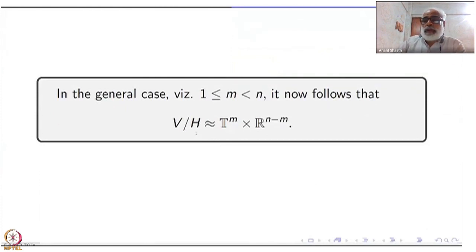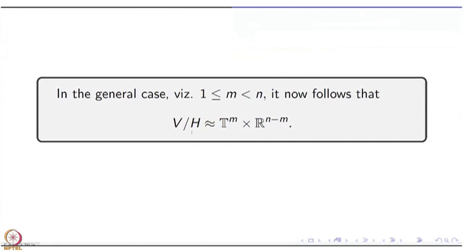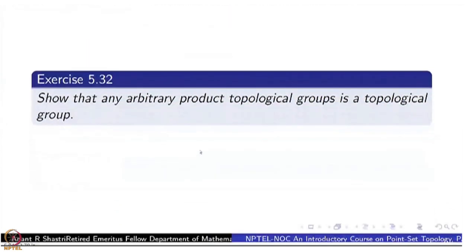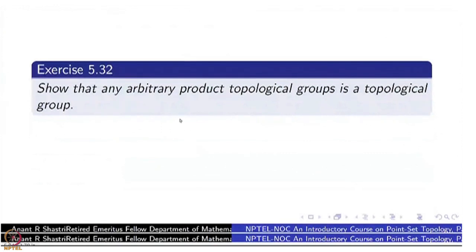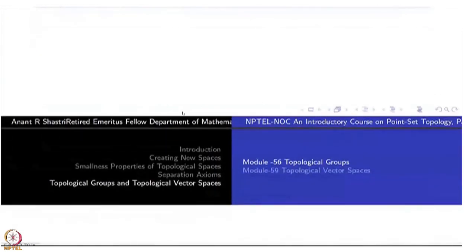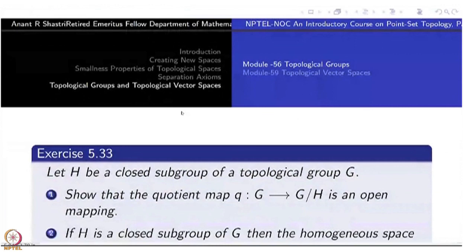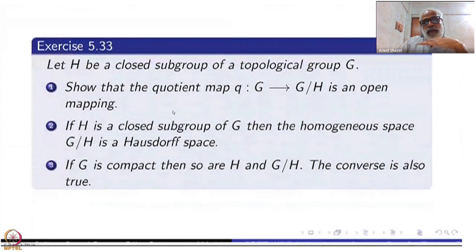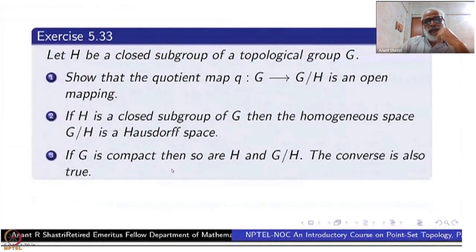So I have told you the complete general picture of any discrete subgroup of a finite dimensional vector space. Okay, now here are some exercises which you can do easily. An arbitrary product of topological groups is a topological group. All right. Then some more exercises are there which are not all that easy, but if you keep solving them one by one, then it's okay. In fact, the last third one here, we have seen in a different context. So this won't be difficult for you at all.